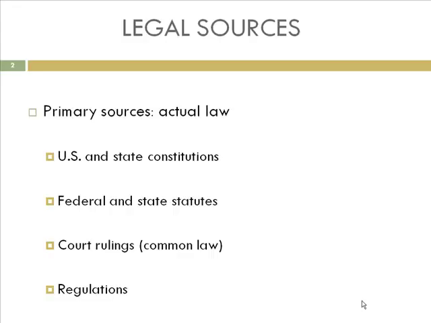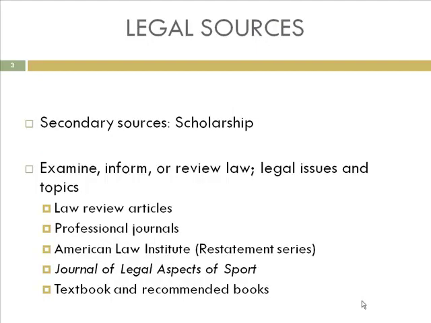So basically, there are two different sources of law. There are what we call the primary sources, which is the actual law, and the secondary sources. The primary sources are constituted by the US and the state constitution, the federal and the state statutes, the court's rulings of the common law that we also call precedents or stare decisis, and also the regulations. The secondary sources are the scholarship, which means basically the articles from the law reviews, the professional journals, the American Law Institute statements, the Journal of Legal Aspects of Sport, and also, obviously, the textbook or other recommended books.